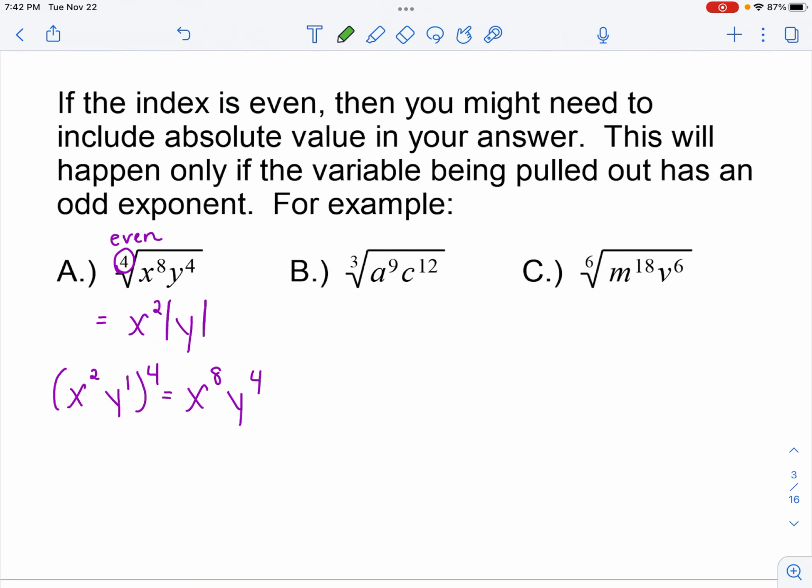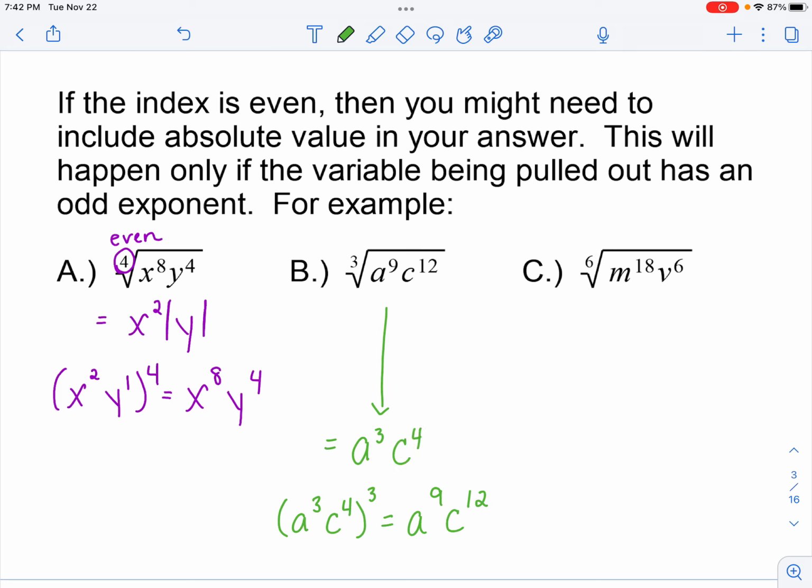On problem B, I'm going to go down a little bit further here so I have more space to think. Something to the third power has to equal a to the ninth, c to the 12th. Remember, we're doing power to a power, so we're multiplying exponents. So I need a to the third, because those two threes will multiply to give me 9, and then c to the fourth. So this is equal to a to the third, c to the fourth.